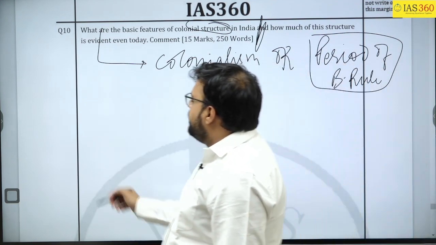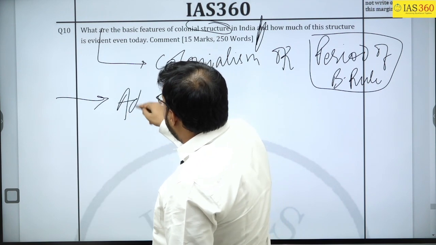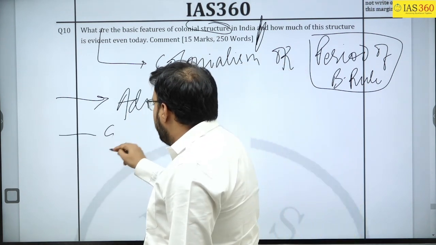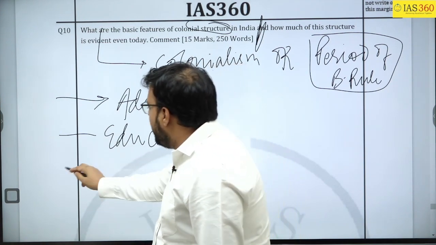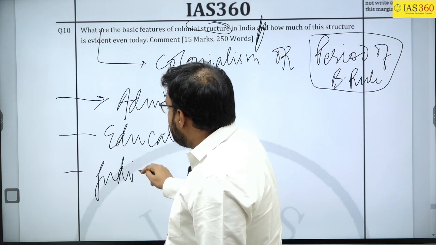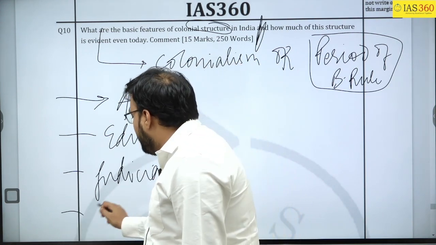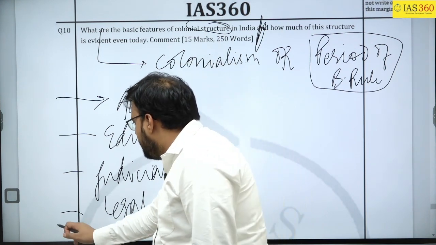After that, the basic features of the colonial structure. Then the basic feature you can see in the administration. Then you can see in education, the filtration theory of Macaulay. Then you can see the judiciary. Then you can talk about the Cornwallis Code. Then legal, you can talk about the IPC. Then anything more?